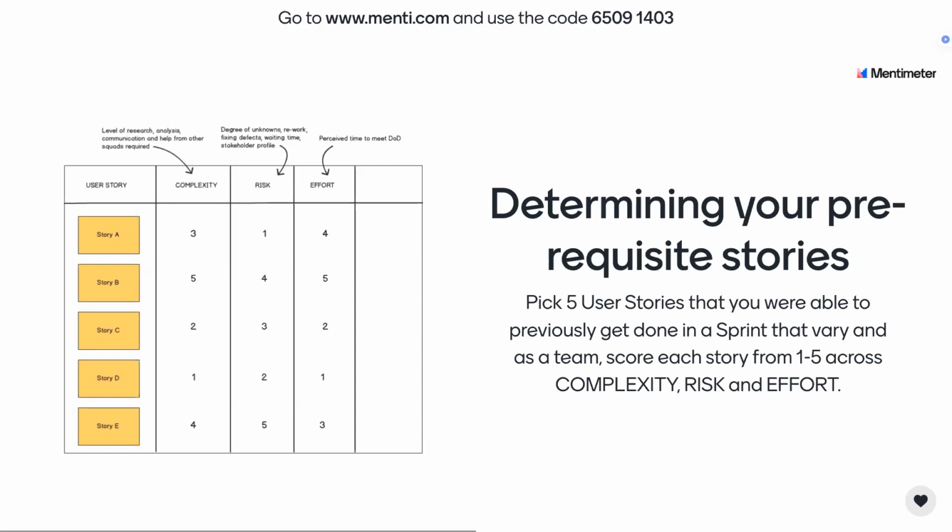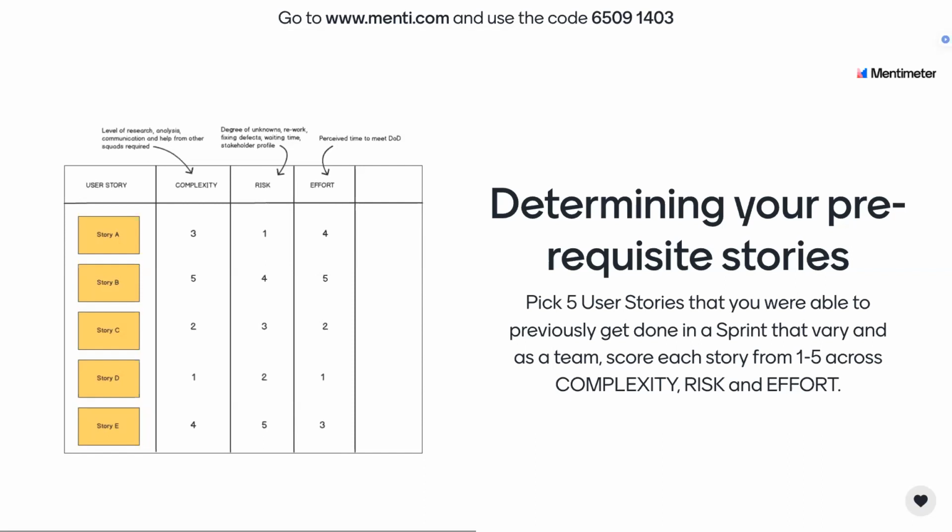And for each of those 5, you're going to rank them from 1 to 5, with 1 being the smallest and 5 being the most, across 3 different categories. The first one is complexity, and that speaks to the level of research, analysis, communication and collaboration between multiple squads. The more people involved in solving this story or task, the more complex it becomes, because you can have more dependencies.